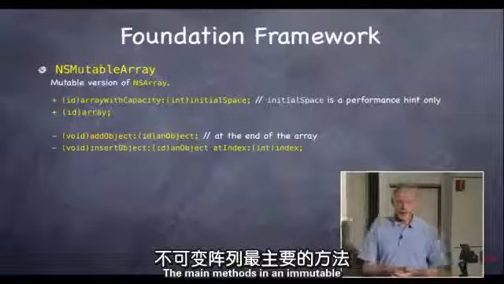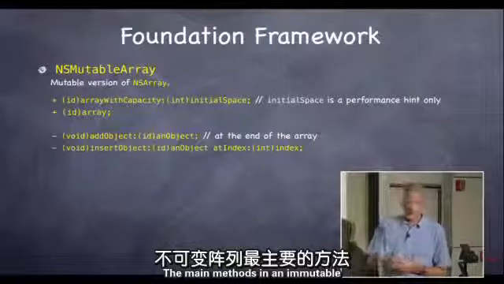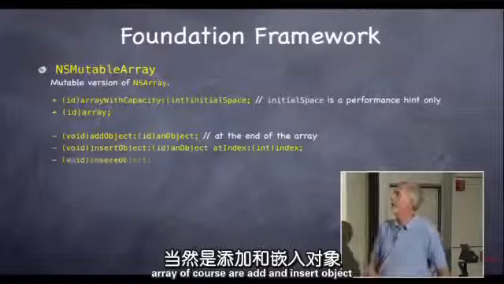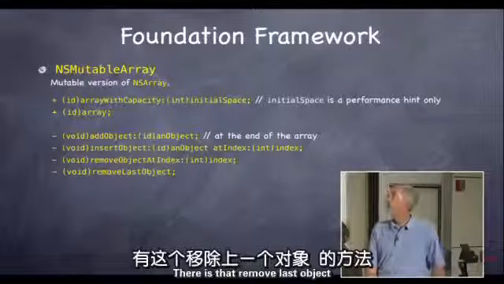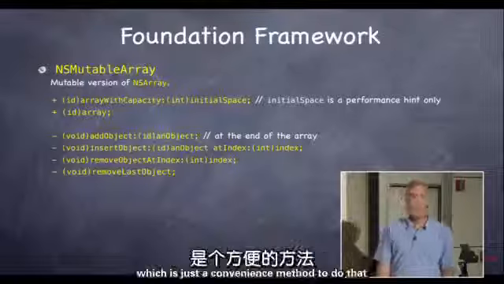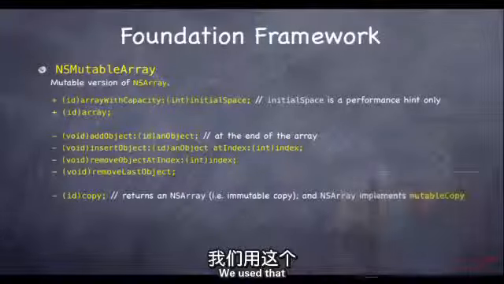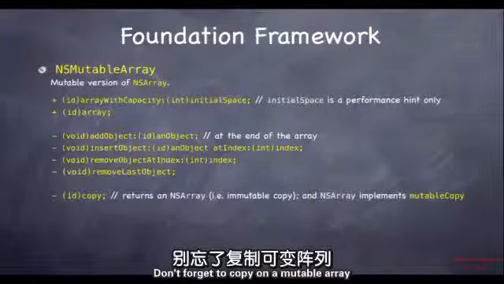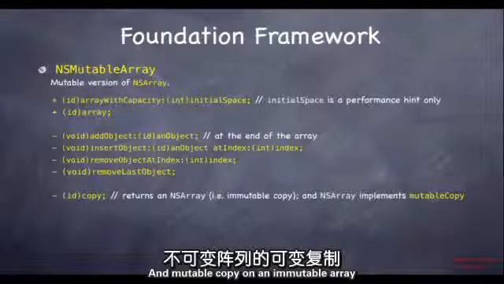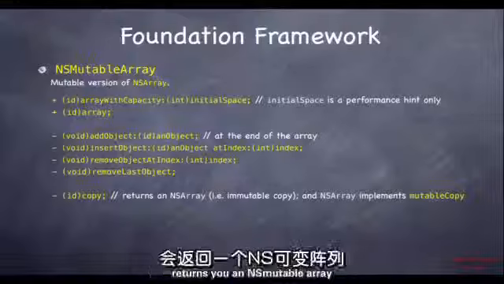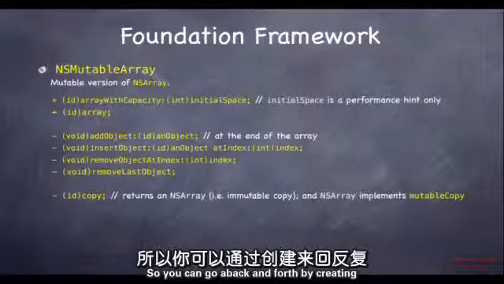The main methods in a mutable array, of course, are add and insert object and remove object. Exactly what you would expect. There's that remove last object, which is a convenience method to do that. We use that. Don't forget that copy on a mutable array returns you an immutable array. And mutable copy on an immutable array returns you an NSMutableArray. Okay? So you can go back and forth by creating a new one.